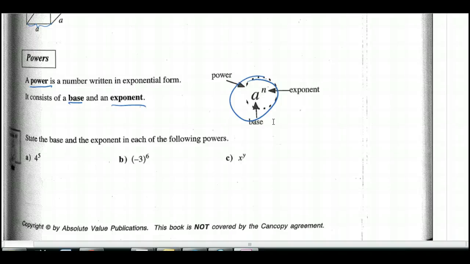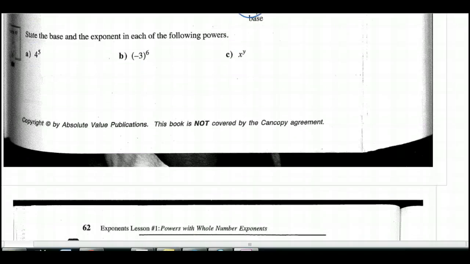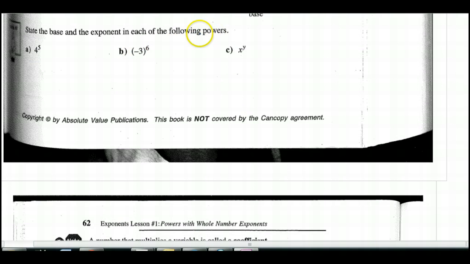Okay, so let's look at a few examples here. Let's state the base and the exponent of each of the following powers. Well, the base is 4, the exponent is 5. And notice here it's really important that we have brackets in b, so -3, all of that is the base, and the 6 is the exponent. If it was just written without brackets, the exponent of 6 would only apply to the 3 and not the negative. So it's really important where the brackets go, and we'll do a few examples later to highlight this.